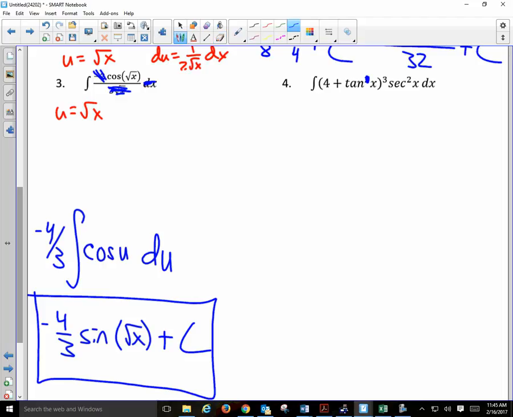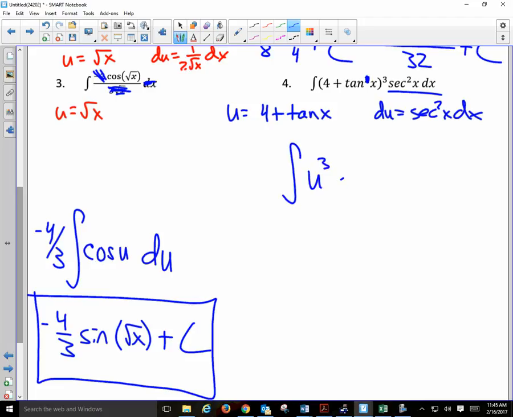Okay, what is u in this problem? And the reason why that is important is because when you take the derivative, what's the derivative of tangent? The derivative of tangent is secant squared of x dx. So again, that's important because you can see the secant squared of x dx shows up right there. So this becomes a very simple substitution. We have u to the third du.